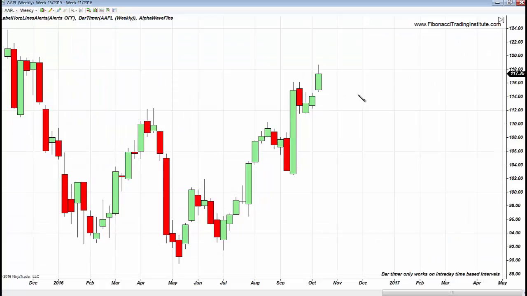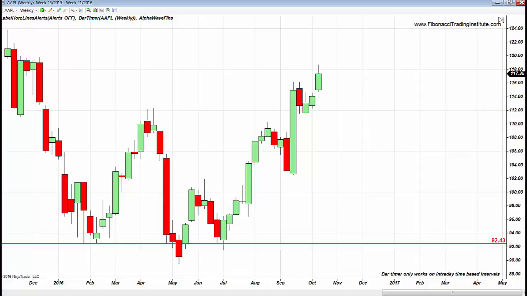What happened on Apple? Apple reached crucial Fibonacci support at 92.43. Staged a bullish rally. And what has happened at this level? Anyone surprised? Price reversed. Bullish trend is minor. Price keeps repeating this exact same dance time and time again, no matter what instrument, no matter what time frame.